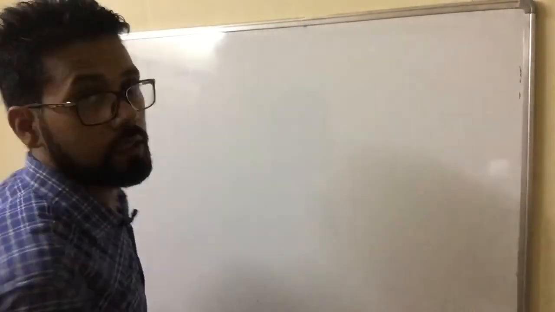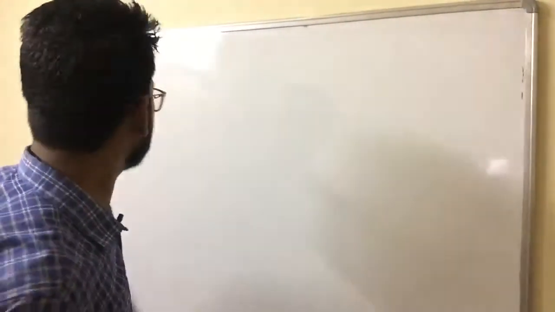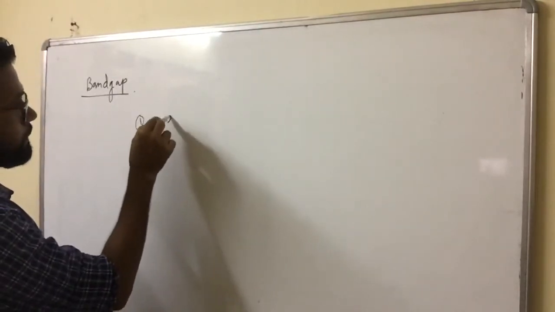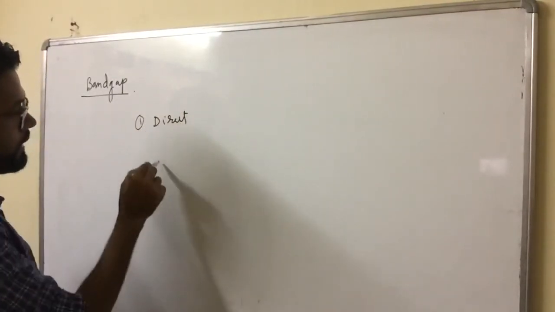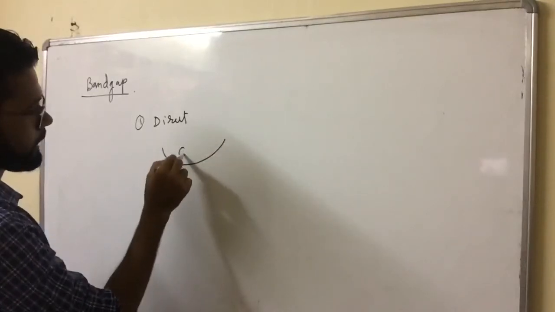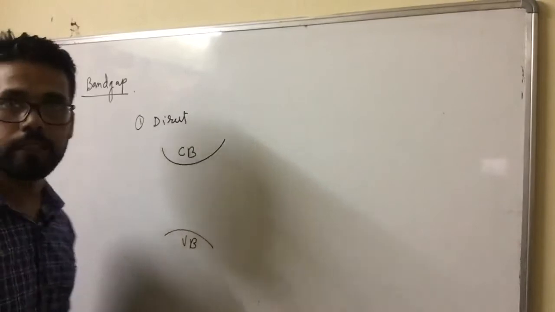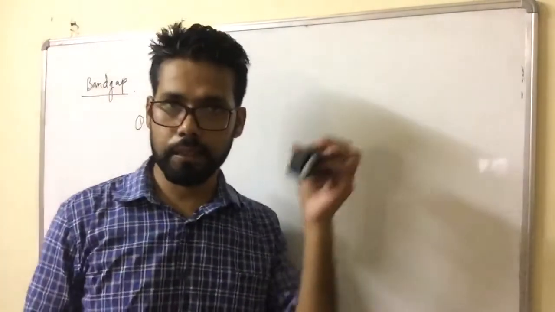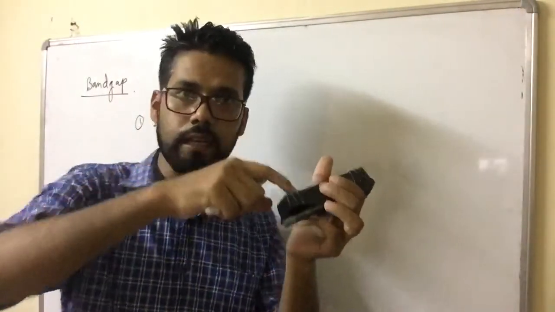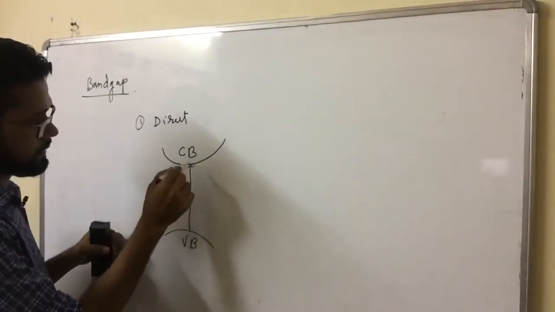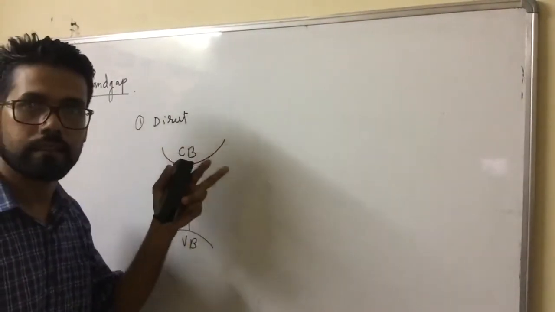Now, depending on band gap, the semiconductor is divided in two parts. One is a direct band gap semiconductor. Why is it called direct band gap? Suppose this is a conduction band and this is a valency band. Now, if we heat this semiconductor, then the electron moves directly to the conduction band. Okay.